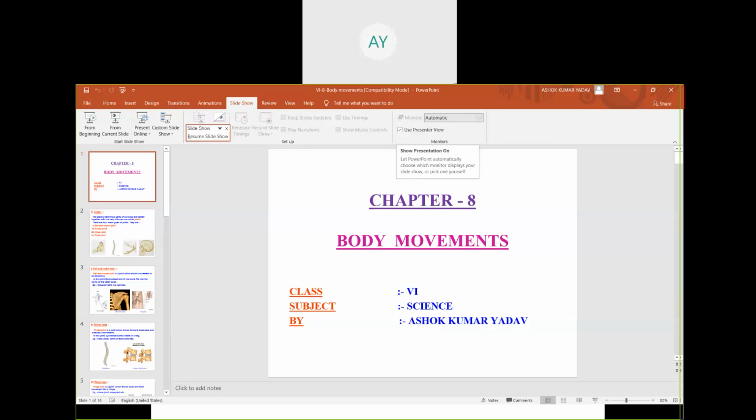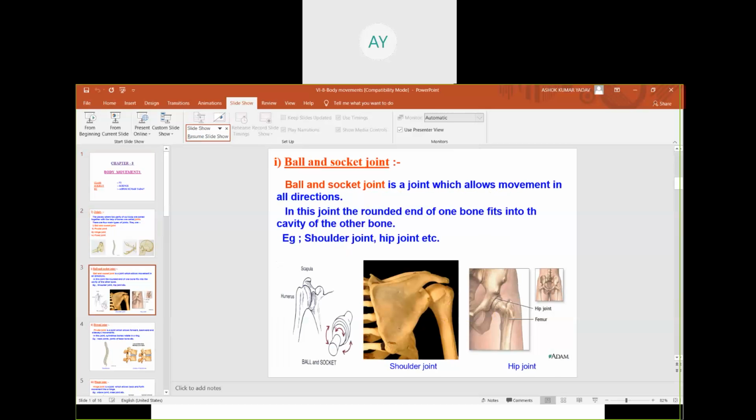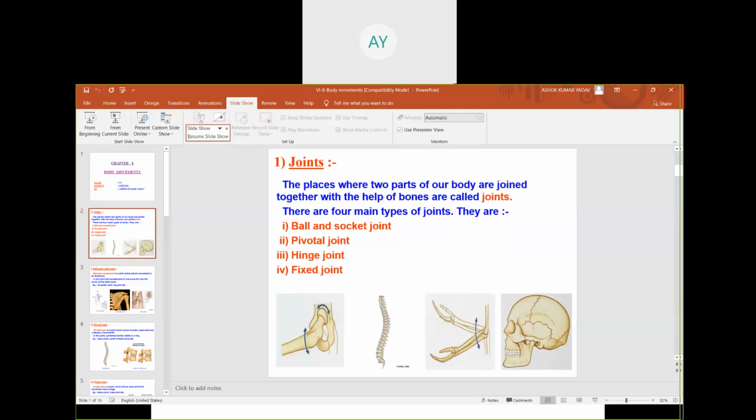Next slide is joints. You know what is joints? Joining parts of our body are joined together with the help of bone and cartilage. So there are two bones that join together with a certain type of joint.